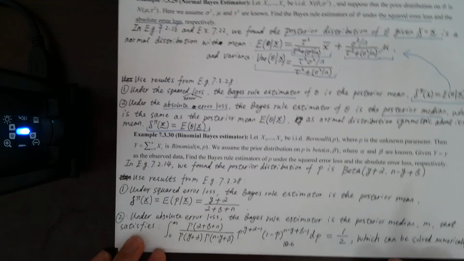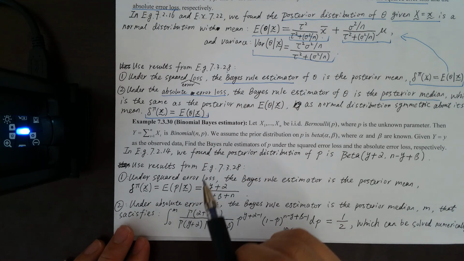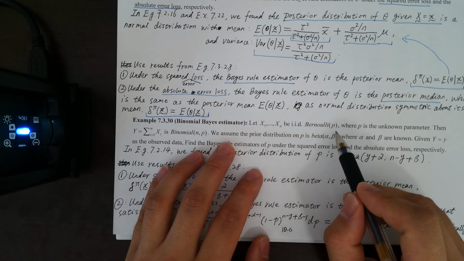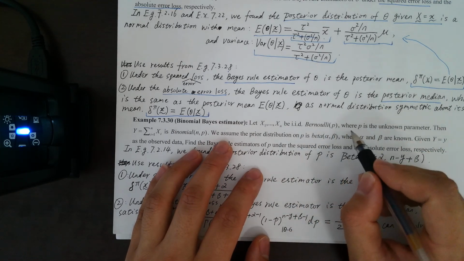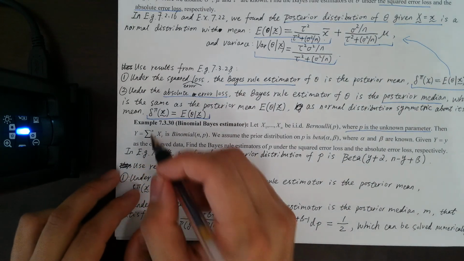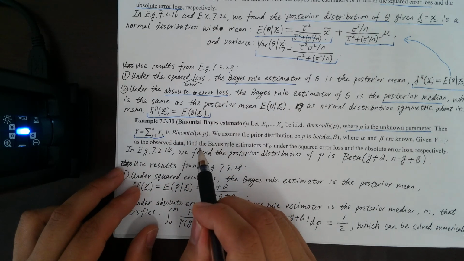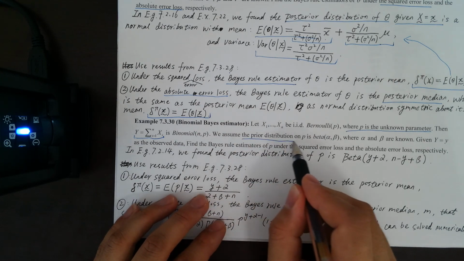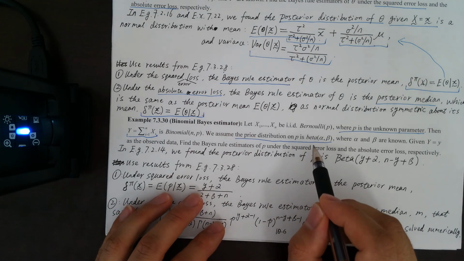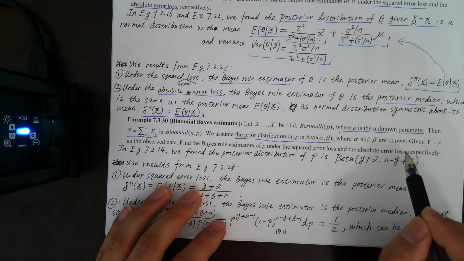Okay, so the next example is about the binomial Bayes rule estimator. Here our observations X are from the Bernoulli distribution, and the Bernoulli probability P is the unknown parameter. Then the sum of the IID Bernoulli is the binomial distribution. We assume the prior distribution on the parameter P is a beta distribution with parameters alpha and beta, and here both alpha and beta are known.